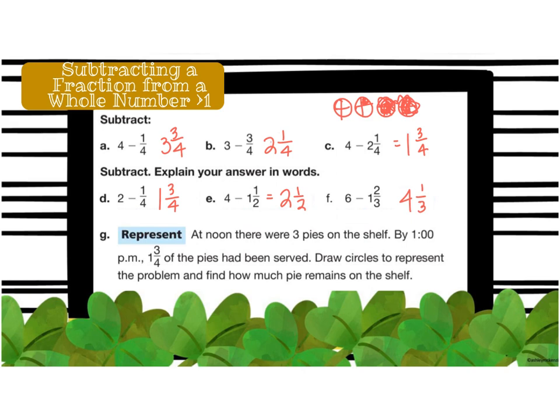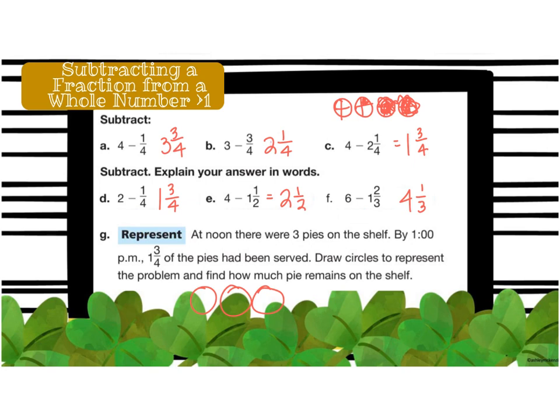At noon, there were 3 pies on the shelf. Here, more pies. By 1 o'clock p.m., 1 3/4 of the pies had been served. Draw circles to represent the problem and find how much pie remains on the shelf. So for this one, I want to actually draw a picture. So if I have 3 pies here, 1 o'clock, 1 3/4 of the pies had been served.